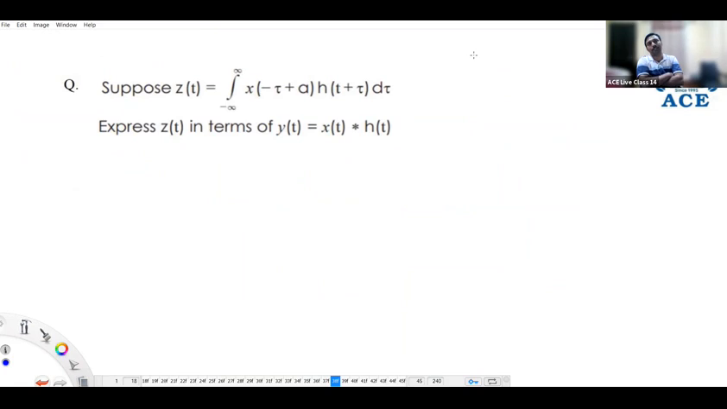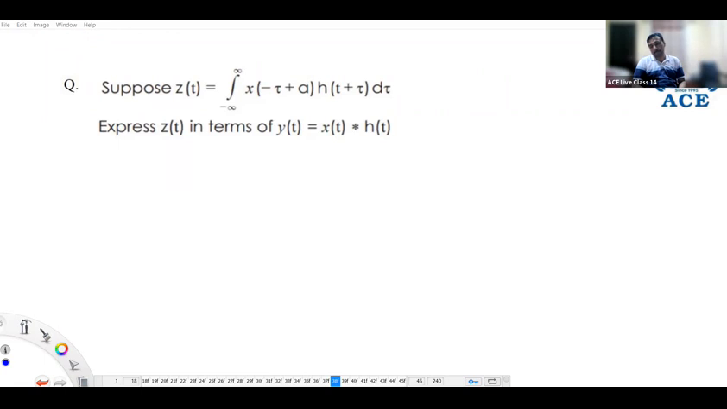Then how to write z of t in terms of y of t? Try to modify the given integral like the convolution formula, integral x of tau h of t minus tau d tau style. For that, assume any one bracket term as lambda. You may get the answer. Assume any one bracket term as lambda such that it can be modified to our form.